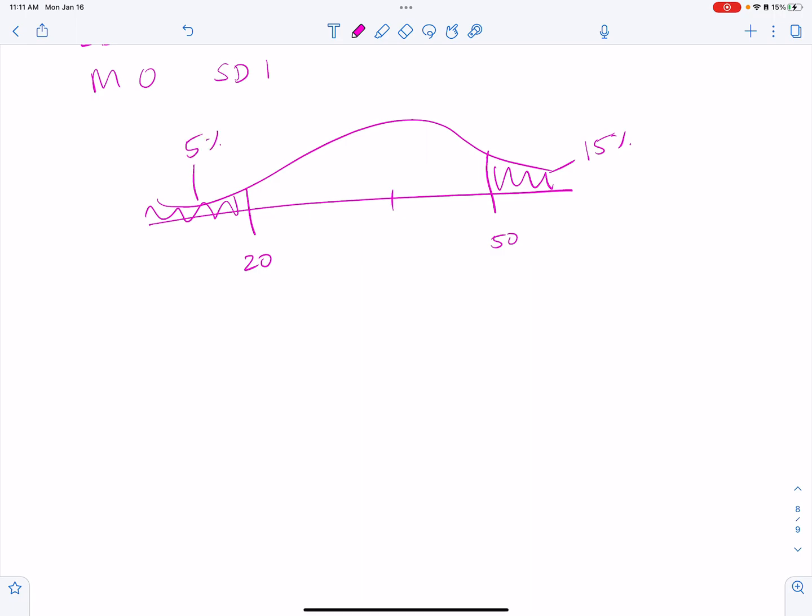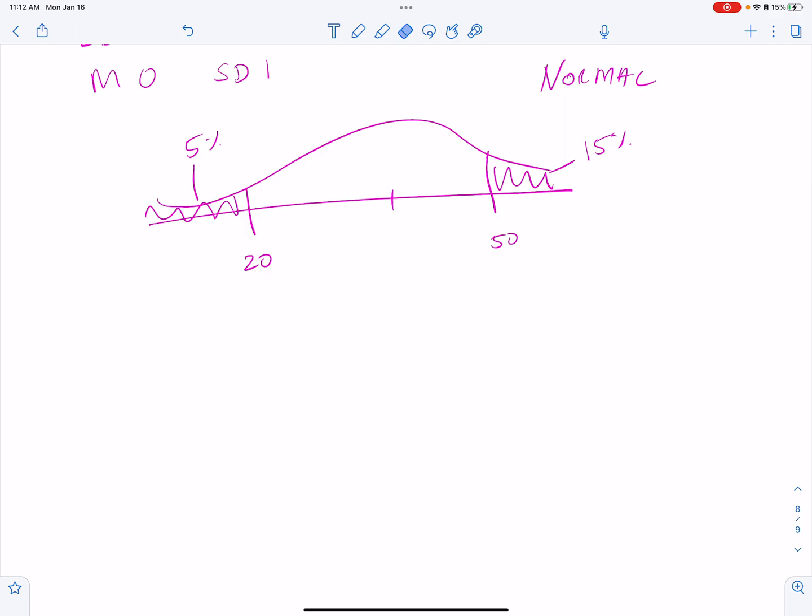All right, and it says it's normal, and it asks what's the mean and what's the standard deviation of this. Go ahead and try to solve it. All right, so the way you're going to do this is with z-scores, because you don't have a mean, you don't have a standard deviation. Therefore, without those two pieces of knowledge, you cannot use the calculator.